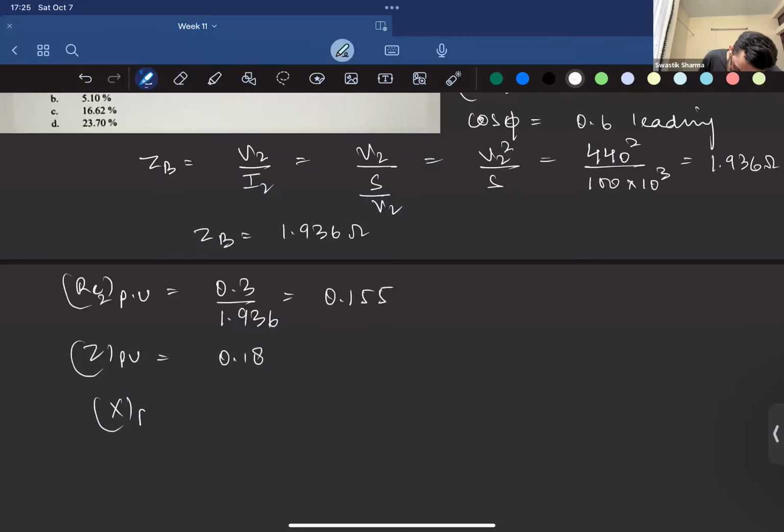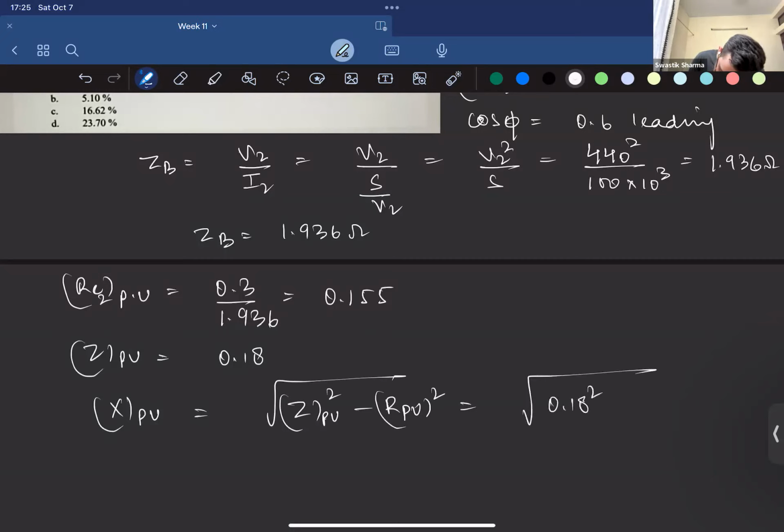So what is XPU? It would be simply the square root of ZPU squared minus RPU squared, right? So if you calculate, it would be 0.18 squared minus 0.155 squared, which is 0.0916. Let's see. Right, so we have all the values.